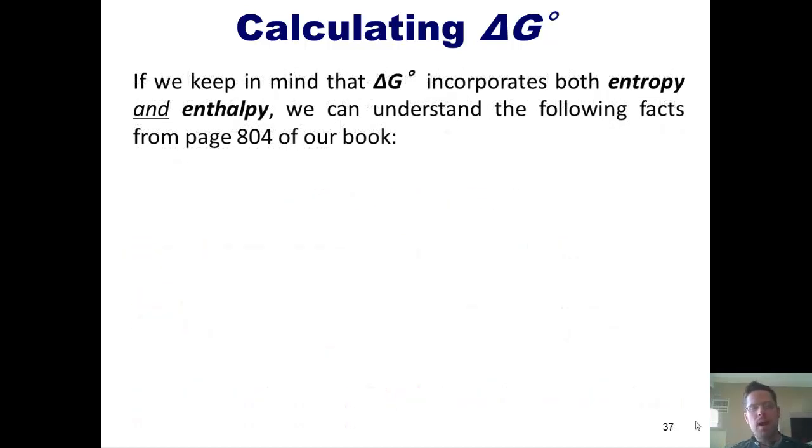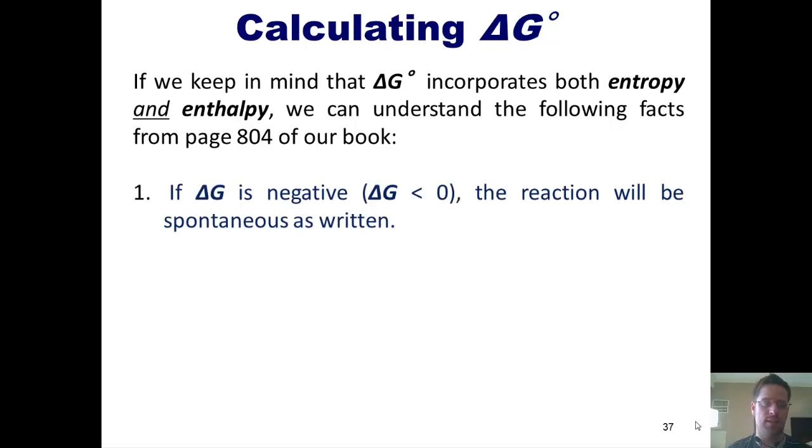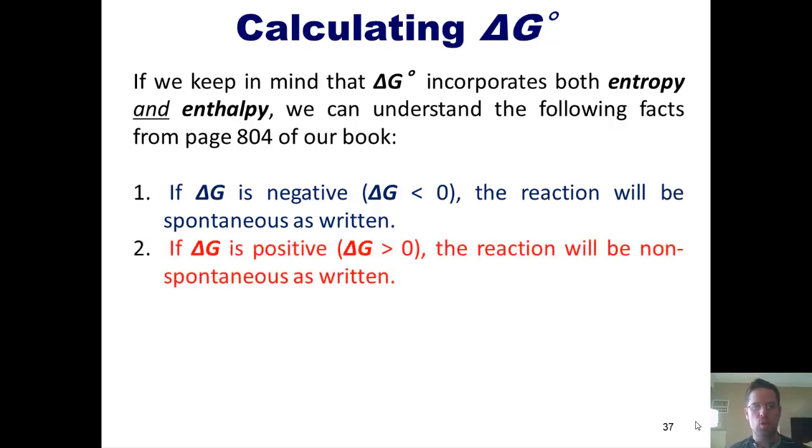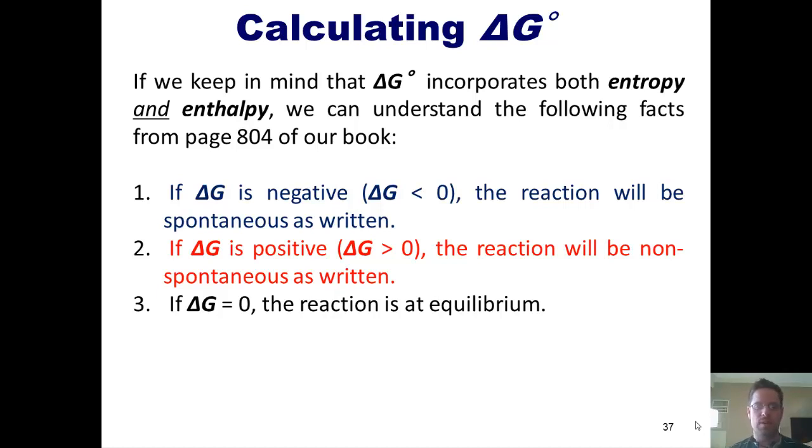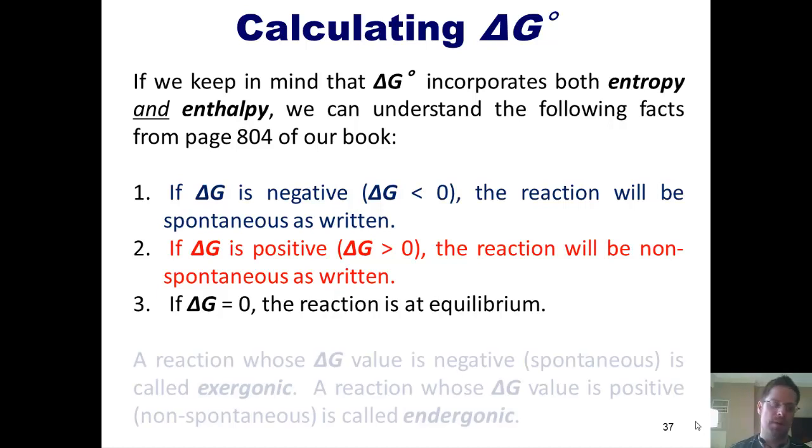Now, if we keep in mind that delta G incorporates both entropy and enthalpy, then we can understand the following facts from page 804 of our text. 1. If delta G is negative, that is, delta G is less than 0, then the reaction will be spontaneous as written. 2. If delta G is positive, then the reaction will be non-spontaneous as written. 3. If delta G equals 0, then the reaction is at equilibrium.